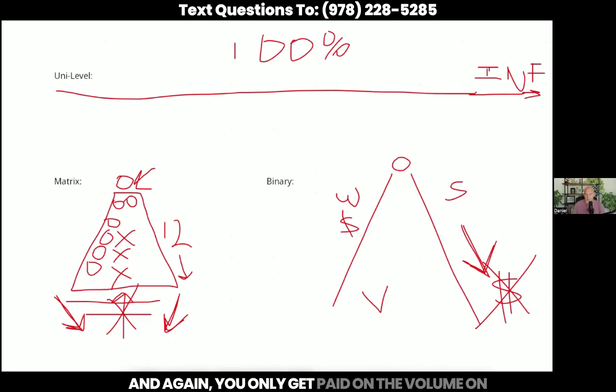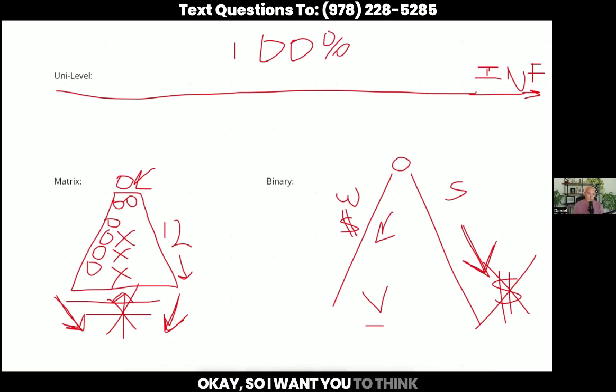And again, you only get paid on the volume on your weak side, which is kind of over here. So, I've been part of binaries before. They can be lucrative if, and there's a big if, they're built correctly. And if they start getting built incorrectly and you have one leg that completely takes off, you could be leaving a lot of money on the table when you're only getting paid on your weak side.